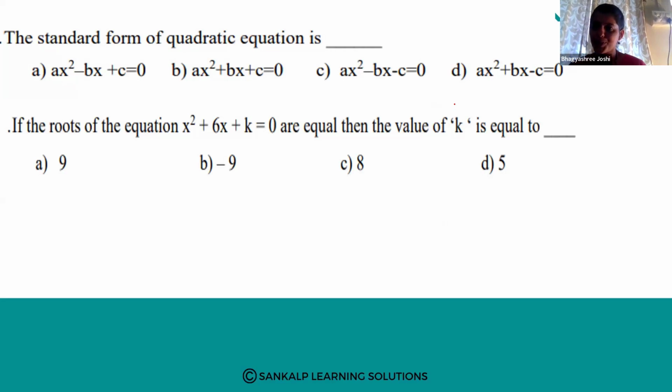Next, we'll solve some multiple choice questions. The standard form of the quadratic equation is, which one is right here among the choices? A is ax square minus bx plus c equal to 0, so this is wrong. Ax square plus bx plus c equal to 0, yes, this is right. Ax square minus bx minus c equal to 0 is wrong. Ax square plus bx minus c equal to 0 is also wrong. Option B is right. Next.